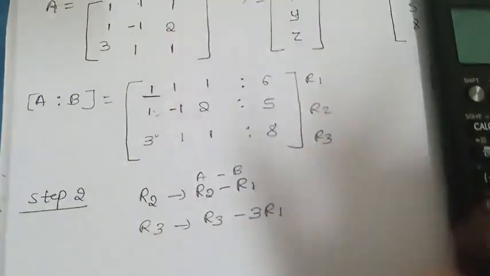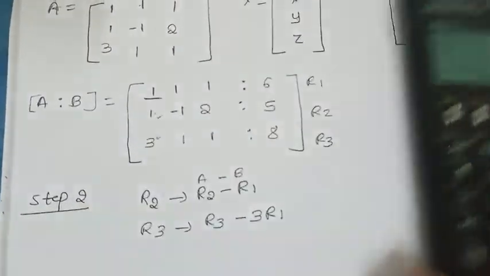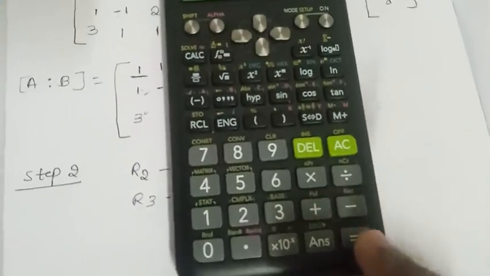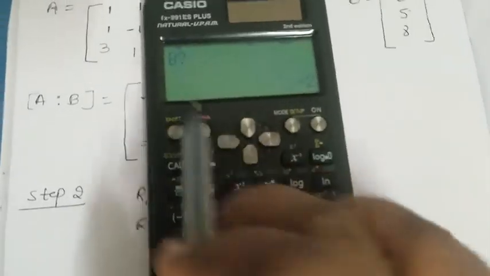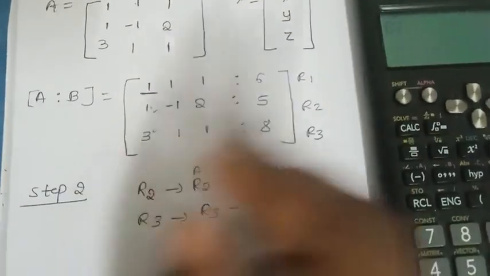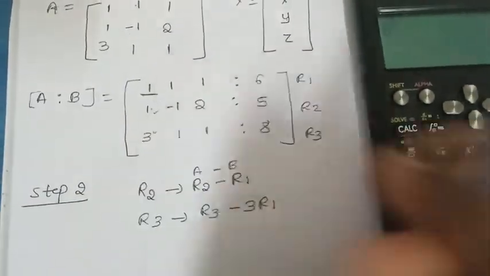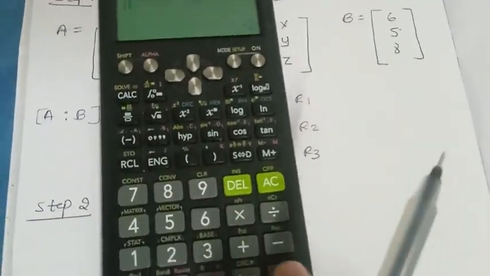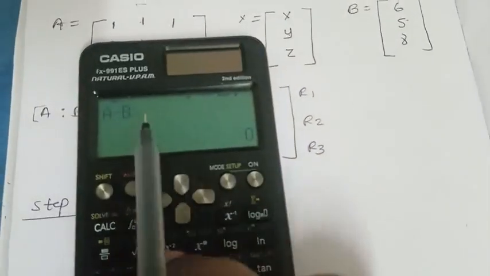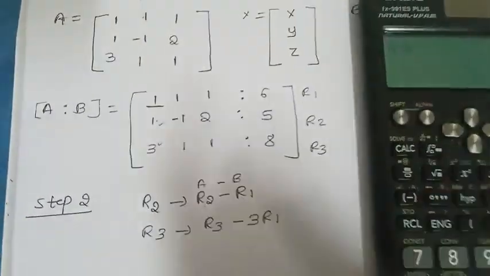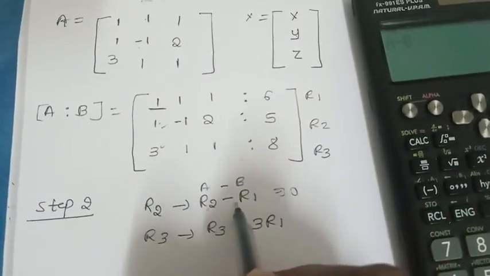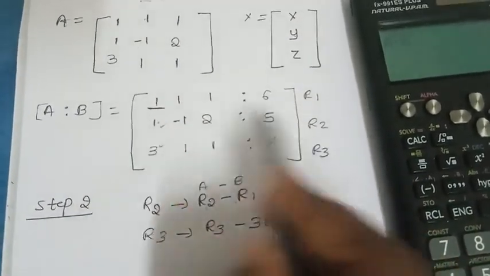After this, it will ask for the A value. What's our A value? R2's value, 1. Then equals sign. Then it's asking for the B value. What's our B value? B means R1. B value 1. You have to press the equal sign. Then it will give the answer as 0. So we want 0 here, right? We got 0 here. But we have to apply this row operation to the entire row.